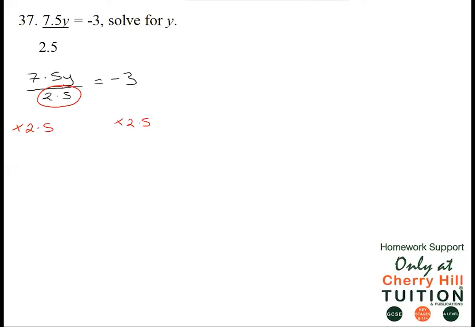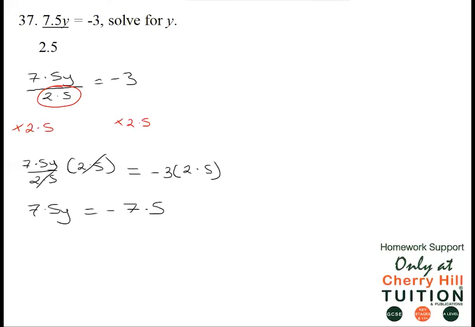Okay, so on the left-hand side, we will be left with 7.5y over 2.5 multiplied by 2.5, which is equal to minus 3 multiplied by 2.5. Now on the left-hand side, the multiply by 2.5 and the divide by 2.5 cancel out because it gives us 1. So we are only left with 7.5y. And on the right-hand side, we have minus 3 multiplied by 2.5, which gives us minus 7.5.